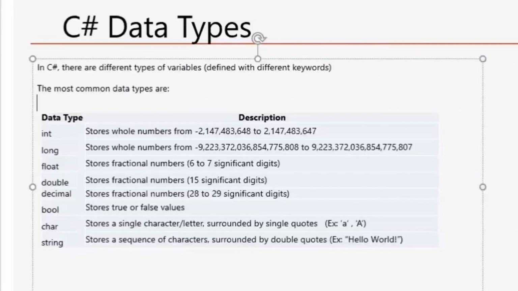So the only difference is, the way we understood the difference between int and long, similarly for float, double, and decimal. It's about how many significant digits we can store in a fractional number. A float can be up to 7 significant digits, double up to 15, and decimal 28 to 29. If you want to use higher decimals, you can use decimal.